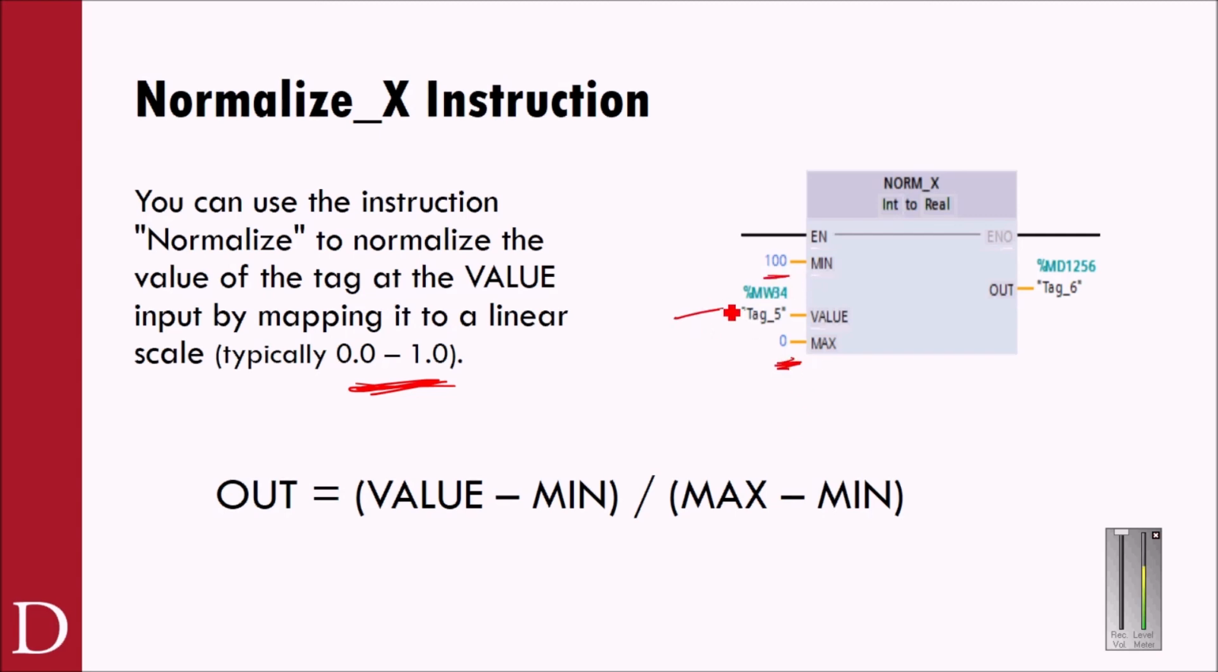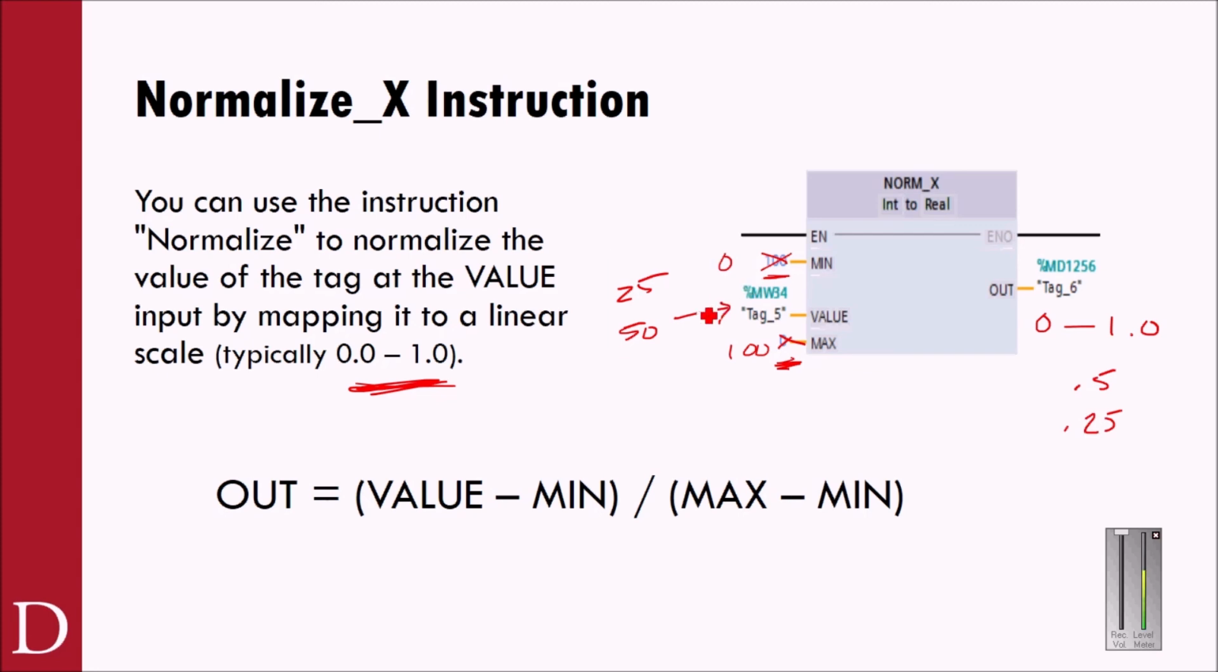So whatever is normally stored in MW34, and actually I feel like I got these backwards, like this should be 0 and this should be 100, right? The max should probably be bigger and the min should probably be smaller. But anyways, if I have a value coming in that's always between 0 and 100, what this will send out is a number between 0 and 1.0. So if 50 is coming in right now, I'll get 0.5 coming out. And if 25 is coming in right now, I'll get 0.25 coming out.